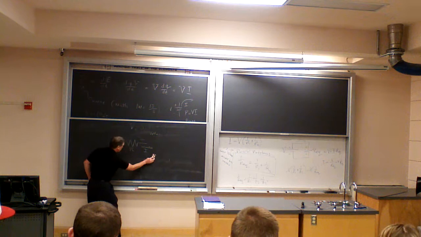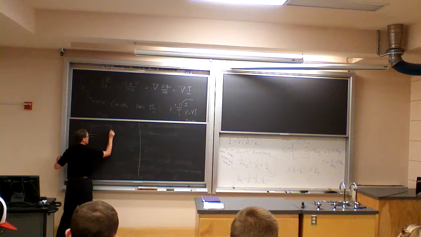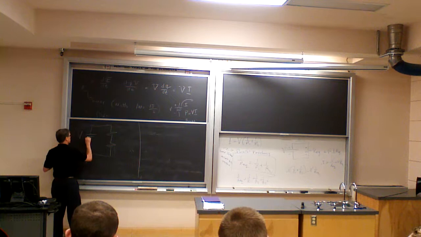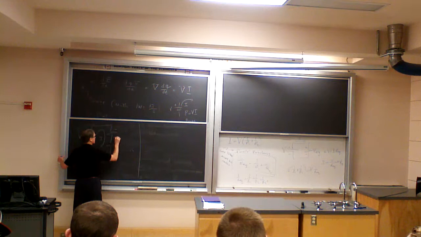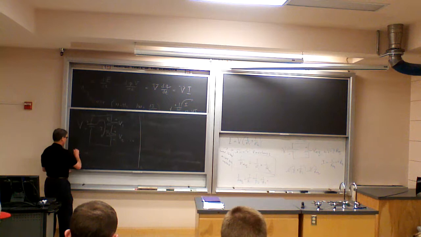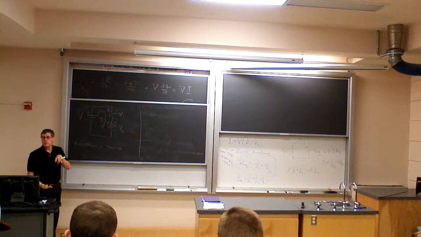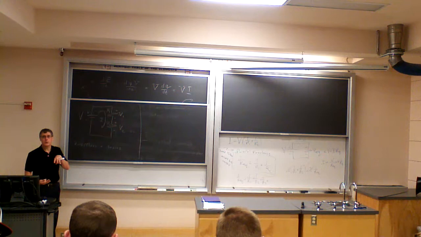Let's see if we can work together to do this. We're going to now have a battery, and we're going to put the two resistors in series. Now, is there the same voltage across both resistors? What makes the resistors in series? There's the same current through them.